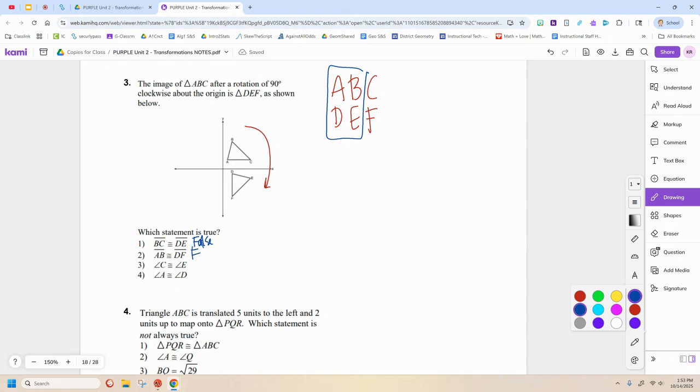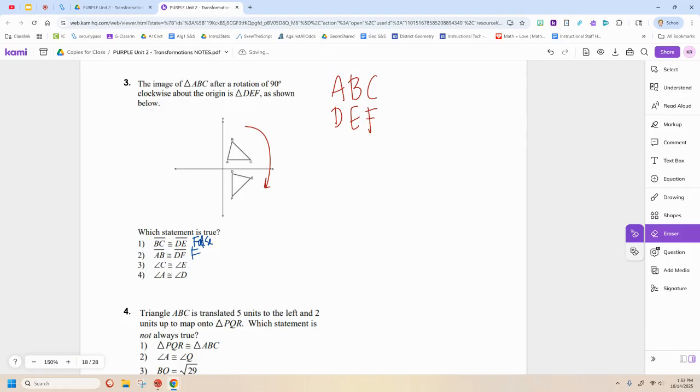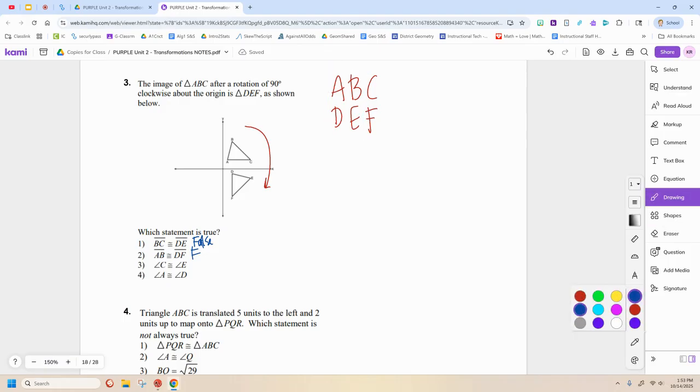This one is false. So now we're down to our last two, and it's just corresponding angles are congruent. Once again, line things up. Is C equal to E? Nope. But is A equal to D? And the answer is yes. So I don't have to rely on my ability to rotate to get this answer right. Hopefully we would be able to see, if I go from angle A to angle D, that's a nice little 90-degree angle.